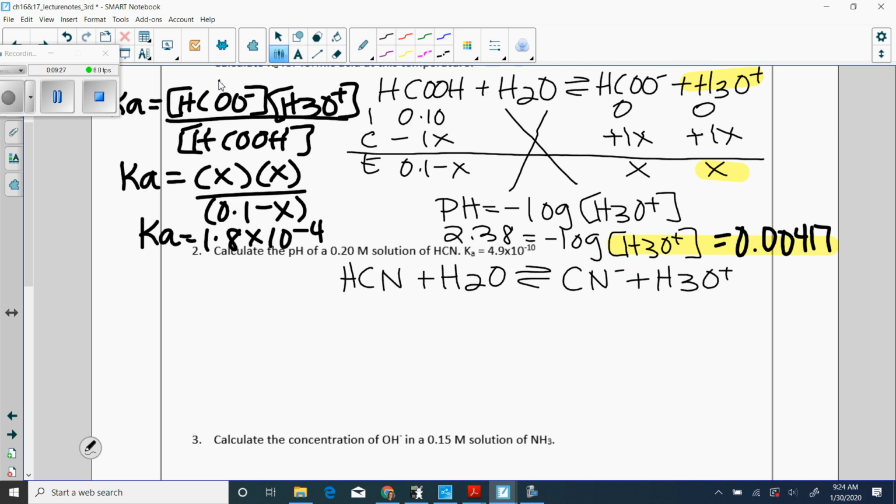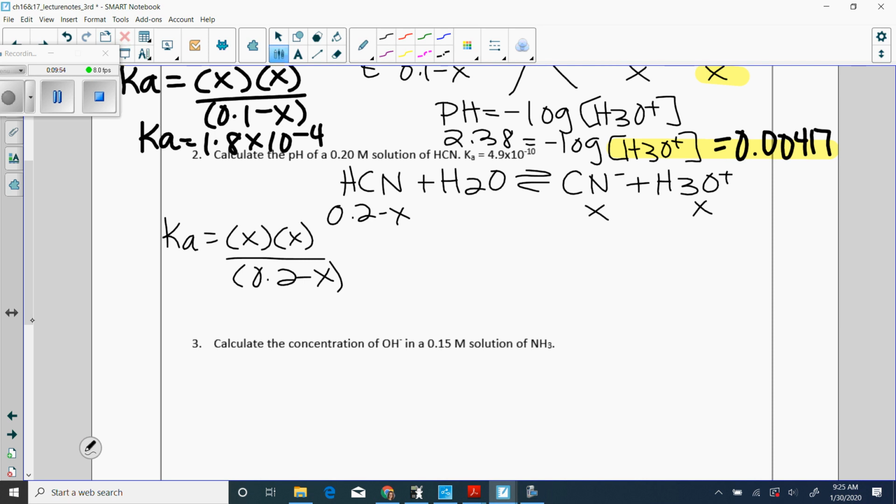I'm going to go ahead and skip my ICE table because I think you get it. So it'd be 0.2 minus x, x, and x. This time I have my K and I'm solving for pH. So my K is going to be x times x over 0.2 minus x. So 4.9 times 10 to the negative 10 equals x times x over 0.2 minus x. I have a shortcut for you.